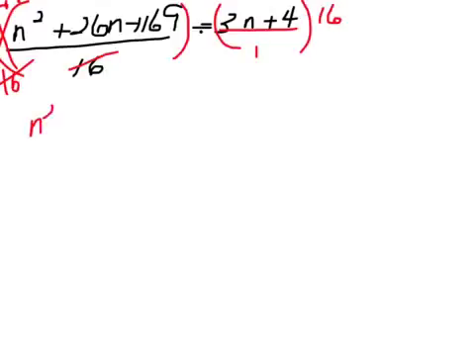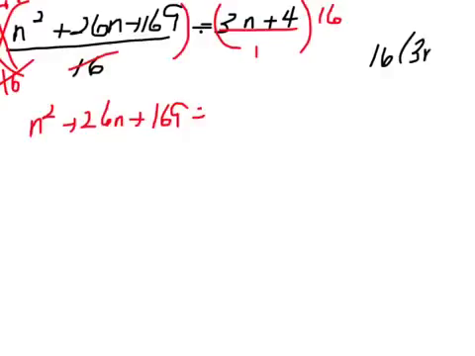That would leave me with n squared plus 26n plus 169 is equal to, now I'm going to have to distribute that 16 times both of those numbers. As a matter of fact, most of us would rather see it written like this. Okay, 16 times 3n would be 48n, and 16 times 4 would be 64.